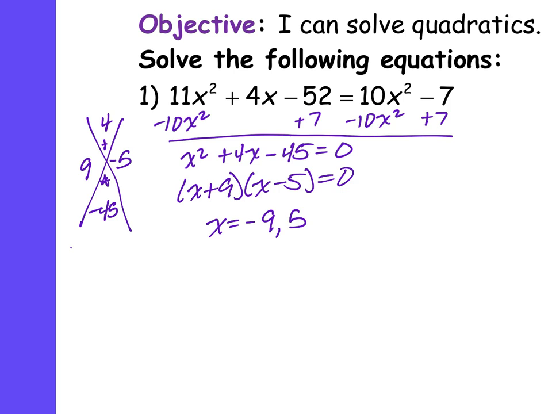This works if it's factorable. This little graphic organizer works 99% of the time. As long as there's nothing with x squared in front of it, it works 100% of the time. If it has something with x squared, it doesn't work. I just want to put that out there, okay? So if you have a hard time just doing it in your brain and finding out what it multiplies to and what it adds to, use the graphic organizer.